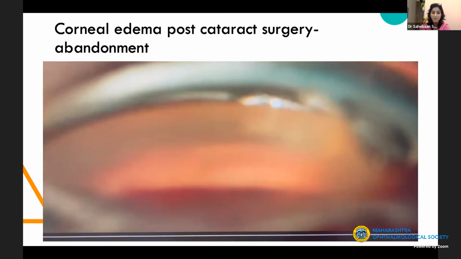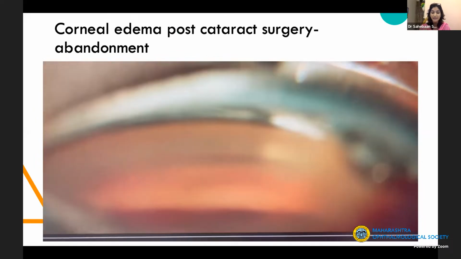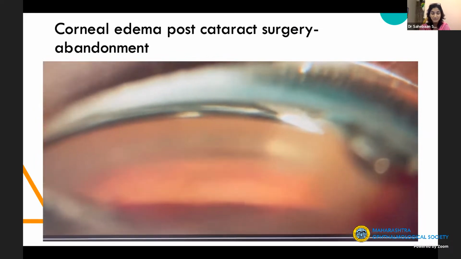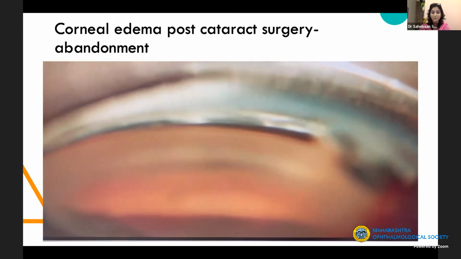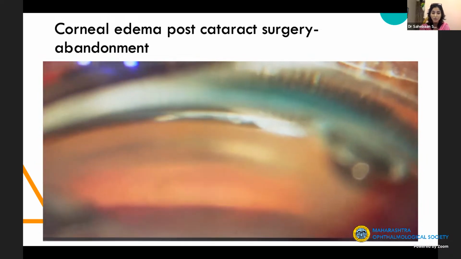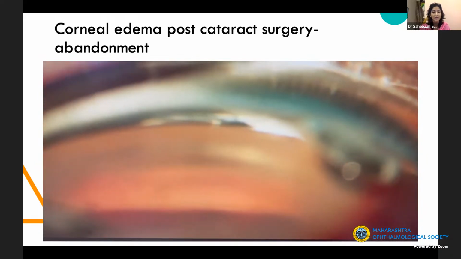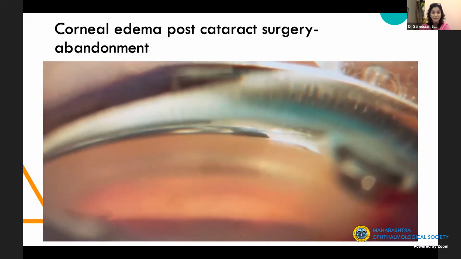This was a MIGS procedure that I was planning post cataract surgery, and I did not foresee that the cataract surgery would leave the cornea edematous. This was the view that I got, and I had to abandon the procedure because with the first nick there was bleeding, and even after washing that off, the corneal edema added up to the faulty, hazy view of the angle, and I had to abandon the surgery.